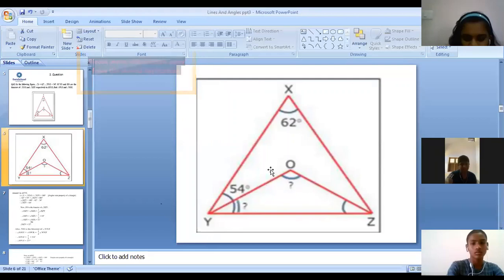Similarly, ZO is a bisector, so it divides 64 degrees into two angles. Each angle will be 32, 32. Then in order to find this unknown value, consider a small triangle in this figure, that is OYZ. Got it? By the angle sum property, you can find the value of what? O. Yes, and what was the answer? 121 degrees. Okay.